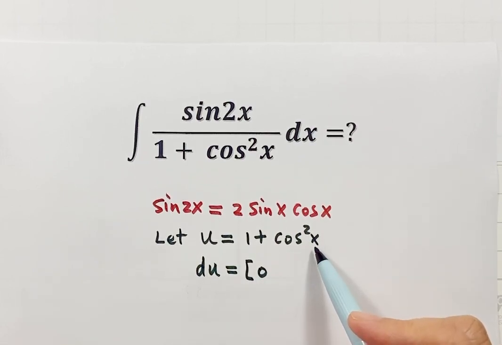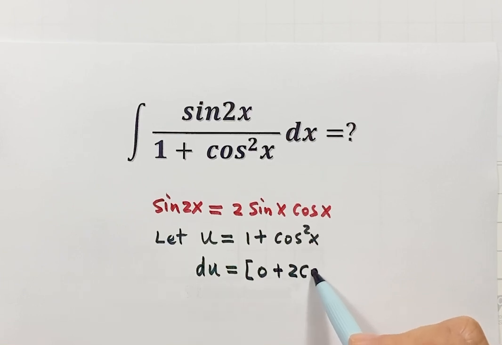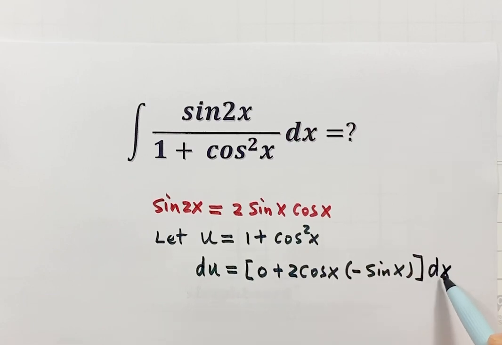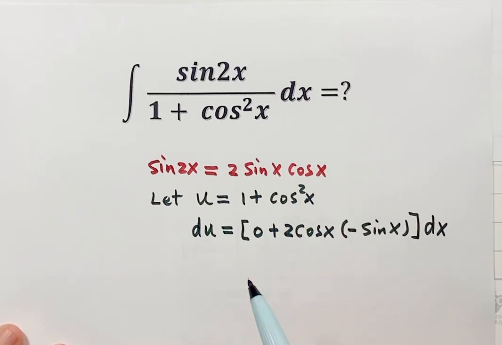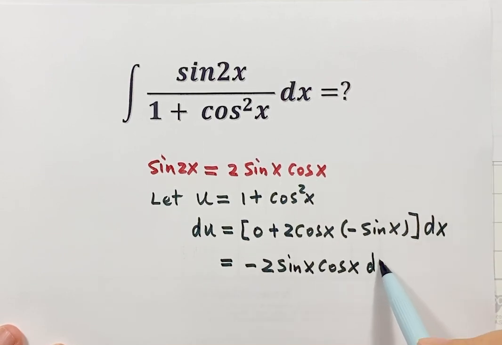For cosine x squared, we're going to use the chain rule. First use the power rule. That's just 2 cosine x. Then for cosine x, the derivative is negative sine x with respect to x. Let's simplify. Here we have negative 2 sine x cosine x, then dx.